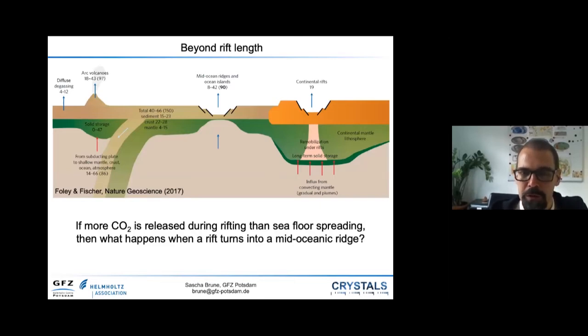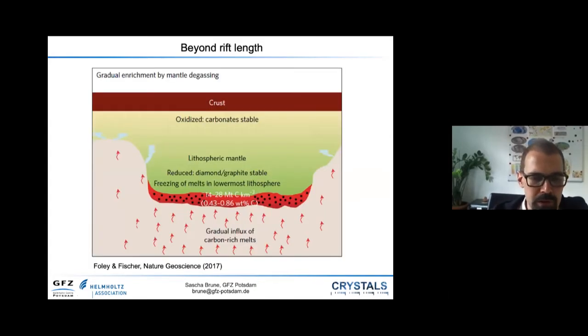So one of these future research directions would be to dig deeper, to go beyond rift length, to go towards the evolution of rifts and what's actually happening in there, and not just a very oversimplified representation of that. And so this is what I'm trying to hint at in the last slides here. So if more CO2 is released during rifting, for instance, this is one question that one could address. Then what happens if a rift is turned into seafloor spreading, into a mid-ocean ridge? So if we zoom into this transition, this was done in Foley and Fischer in a nice review, where they argued that the continental lithosphere is a much larger store of carbon than the asthenosphere.